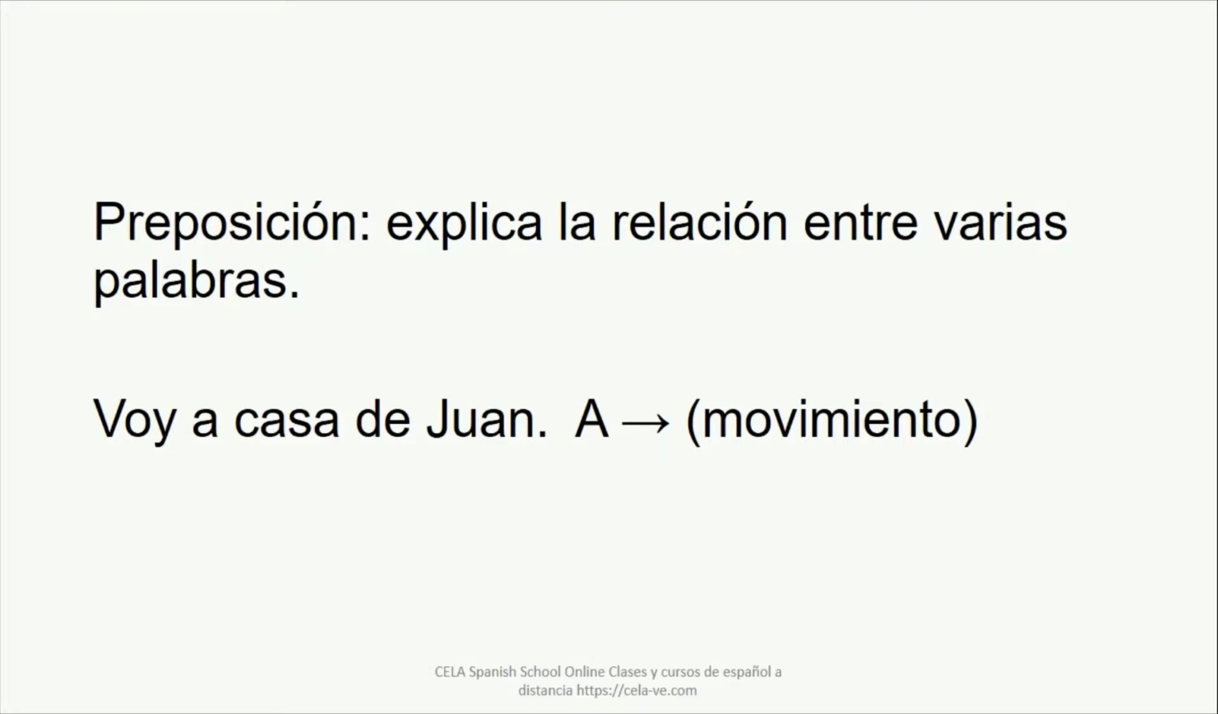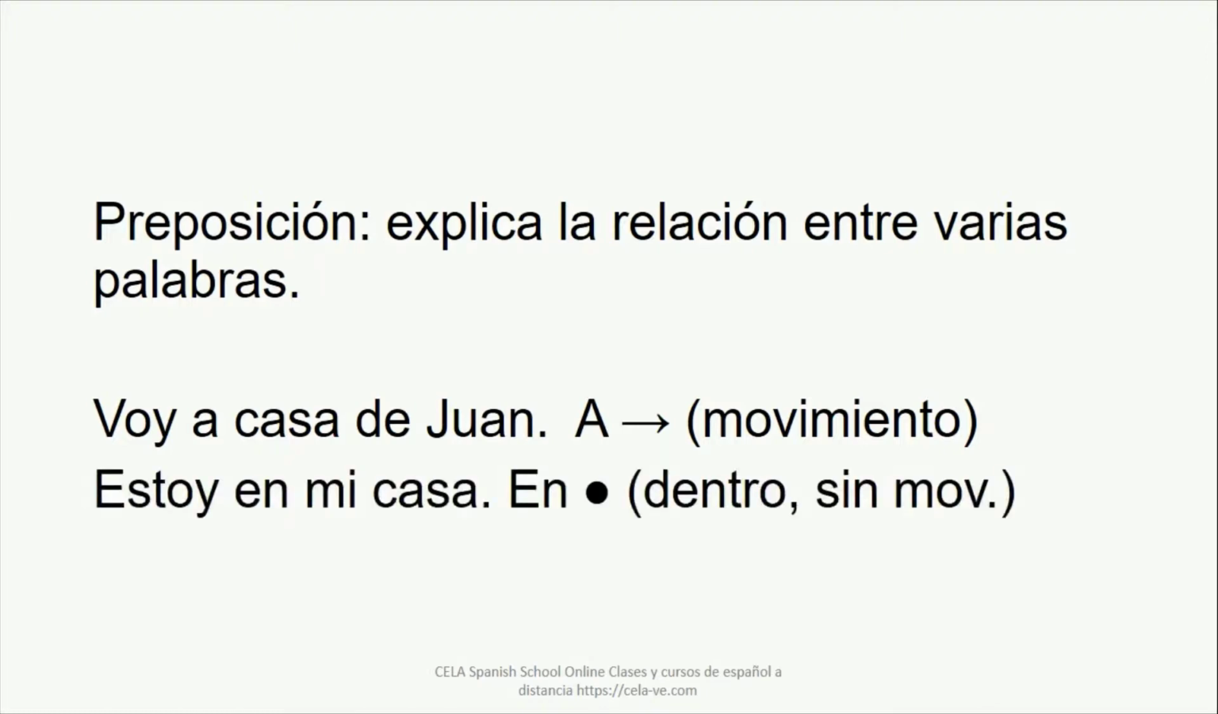The preposition a means movement in time and place, and often comes together with verbs of motion like the verb ir. Voy a casa de Juan. The preposition en could be the opposite of a. There is no movement, and therefore it is often used together with the verb estar. Estoy en mi casa. It also often means inside. La cerveza está en la nevera.